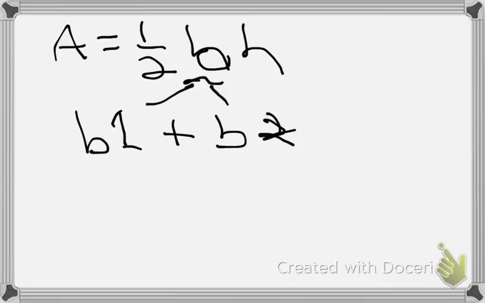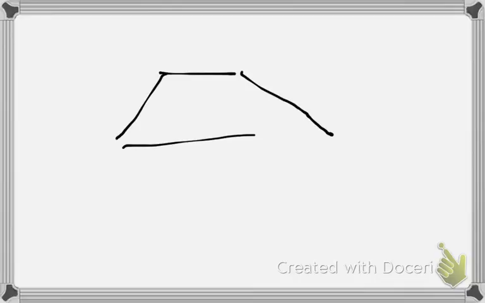Let's go ahead and take a look at how this looks in an example. If we were going to look at a trapezoid that looks something like this, we would find that B1, my base on top, is going to be 6 meters, whereas my longer base is down at the bottom, and it is 10 meters.